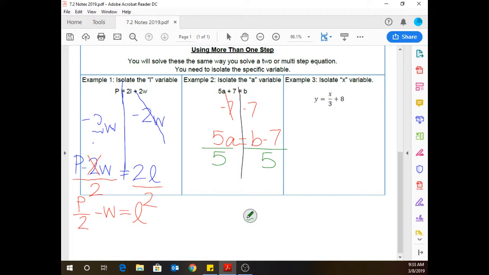Everybody with me? The 5's cancel because 5 divided by 5 is just 1. So A equals P minus 7 over 5 because nothing can cancel on that side. Everybody with me? You could totally write it as A equals P divided by 5 minus 7 divided by 5 if you like to separate them. But they both have to be divided by 5 because the entire side gets divided by 5.